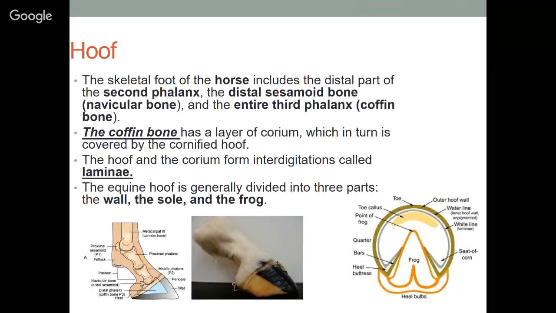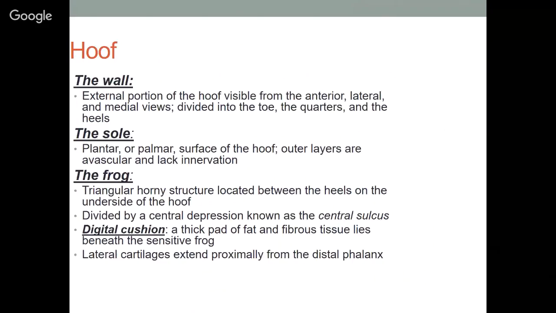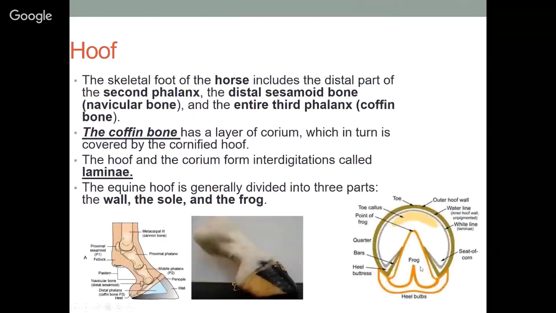The equine hoof, if you look at it, is generally divided into three parts. We have the wall of the hoof, which is the outer portion, the sole, which is underneath, and the frog, which is the inner portion. We'll talk about that in more detail. The wall is that external portion of the hoof that's visible from the anterior, lateral, and medial views. And if you look back at the previous slide, you will see the toe, the quarter, and the heel. Okay, there are three parts.